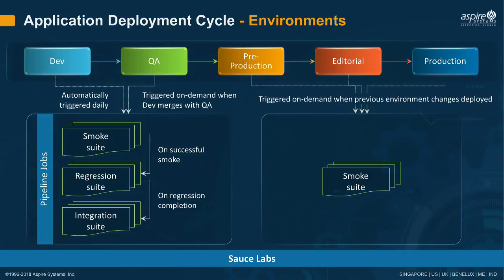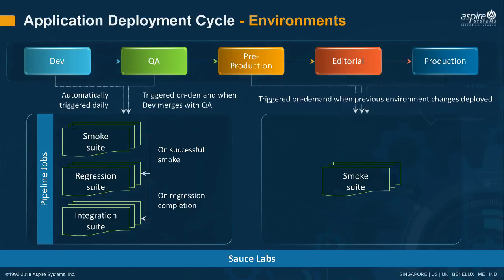So when a check-in happens, the continuous integration and continuous testing process is triggered automatically from dev to QA. There is a set of 3,500 cases which are auto-executed, and the success of one suite automatically invokes the next suite, and then it goes on and publishes the end result.